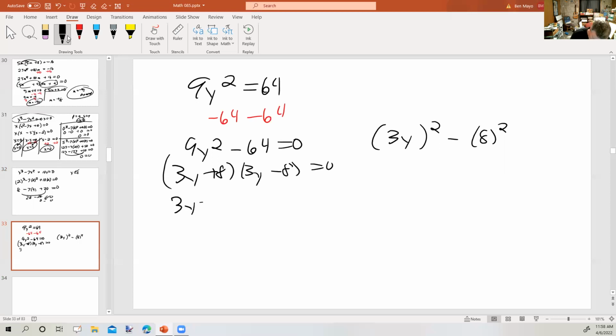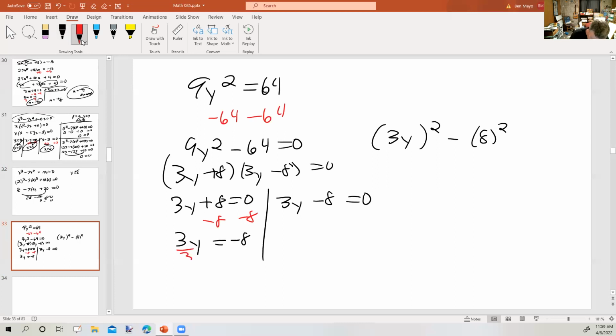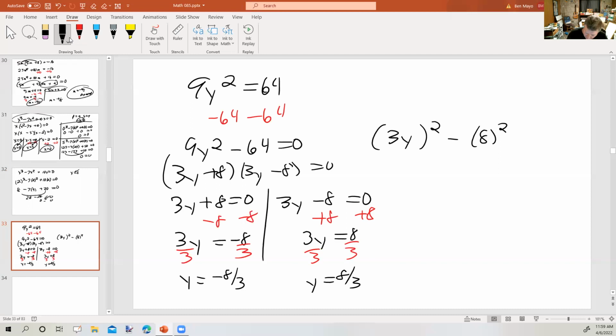Take each factor that contains a variable and set it equal to 0, and then solve each first degree equation. 3y plus 8 equals 0. Subtract 8 from both sides. Oh, excuse me, 3y. We're dealing with y. 3y equals -8. Divide by 3. Y equals -8 thirds. 3y minus 8 equals 0. Add 8 to both sides. 3y equals 8. Divide both sides by 3. Y equals +8 thirds. Okay, let's check our work.